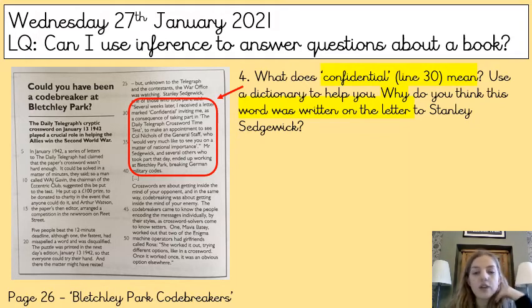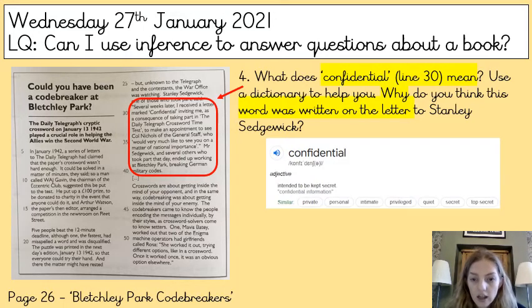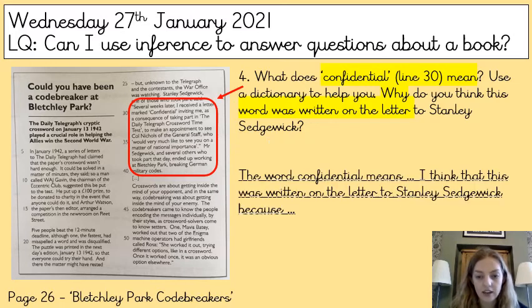Now, why do you think this word, confidential, was written on the letter to Stanley Sedgwick? I've explained what confidential already means. So why would Stanley Sedgwick want to have that word written on his letter? Okay, so it says here, the definition for confidential is that it's intended to be kept secret. So confidential information. Why was that written on Stanley Sedgwick's letter?